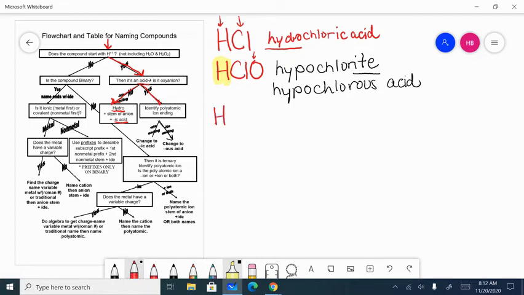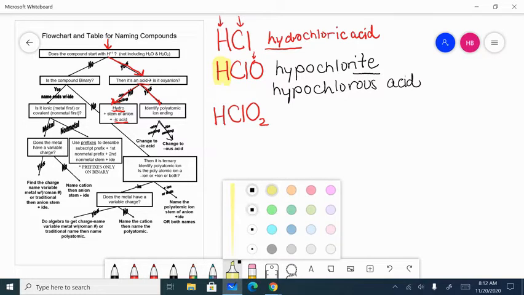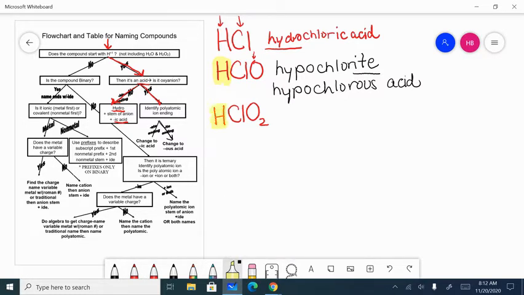Let's do the next in the series, which would be HClO2. It does start with H+, therefore it is an acid. It is an oxyanion. It's got oxygen in it. So next thing I'm going to do is cover up the H, and I'm going to find this polyatomic ion in my list of polyatomic ions. This is chlorite. Ends in ITE, so it's going to be changed to OUS acid. So this is chlorous acid.